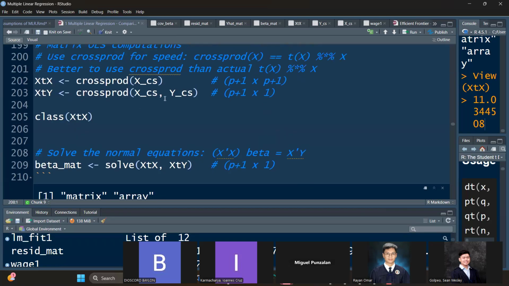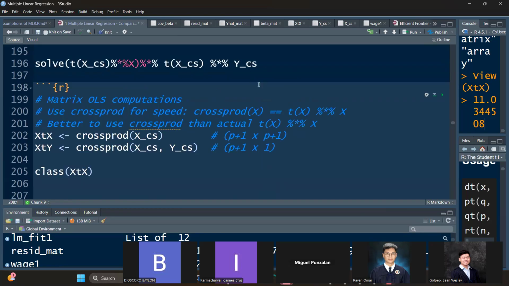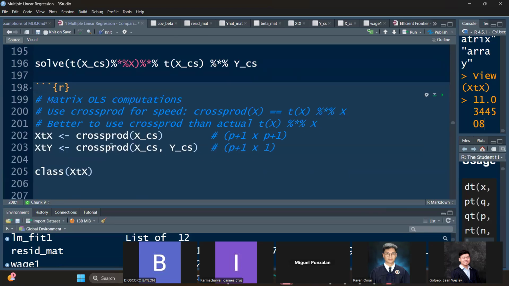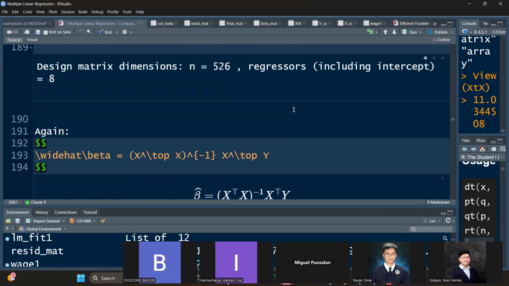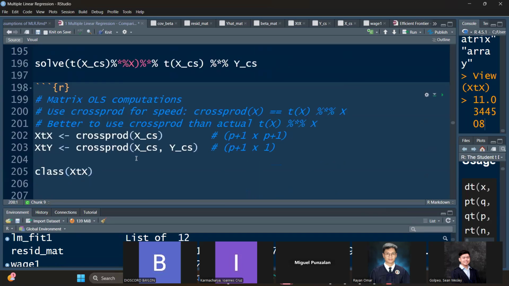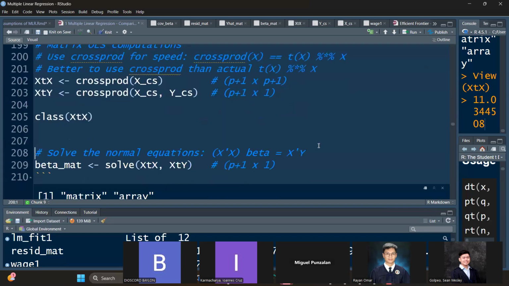All right, so for this one, class, we are multiplying x transpose times y. We again use the cross product. Cross product of xcs, then ycs. It will also get the transpose of this. Okay. All right, so this becomes this one, class: x transpose times y, the cross product of xcs and ycs.